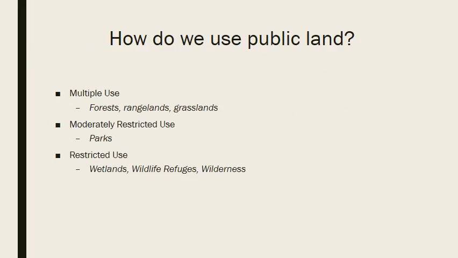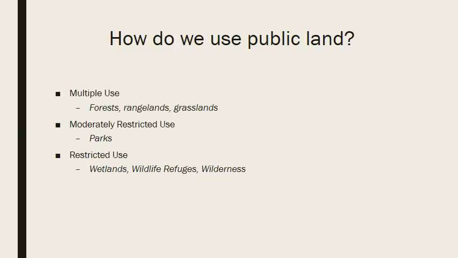So when we talk about how we use public lands, we have to define the regulations that are allowed in that particular area. So there are 3 ways that we regulate how we are able to use public land. So the first one is multiple use. Those are lands that are used for commercial and recreational enjoyment within regulations. So examples of public land that fall under the multiple use category are national forests, grasslands, and rangelands.